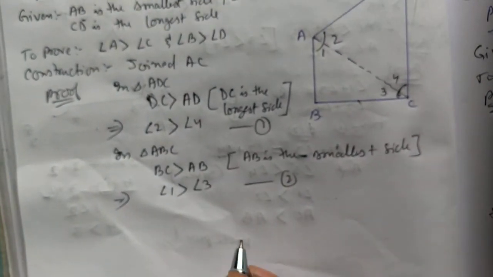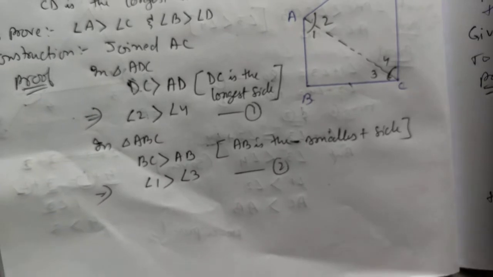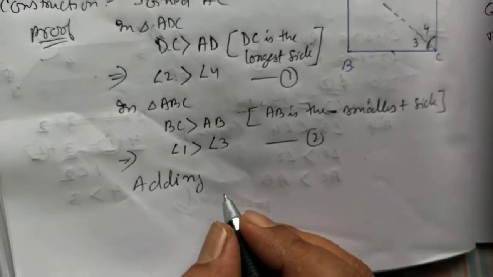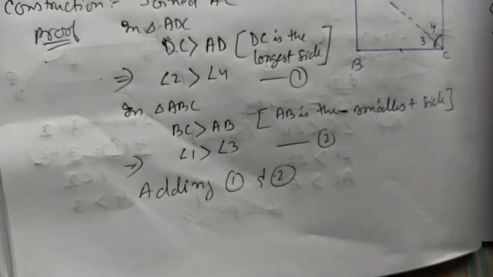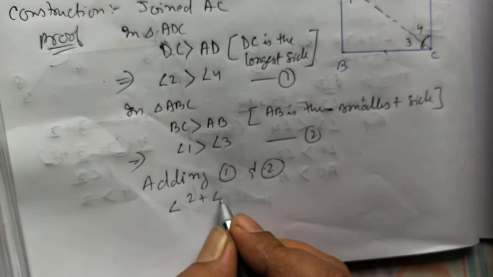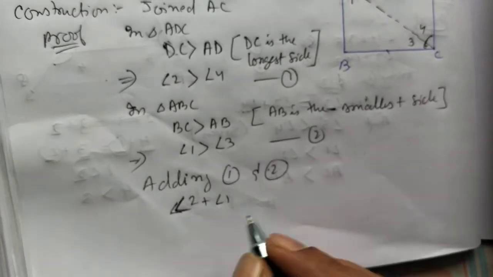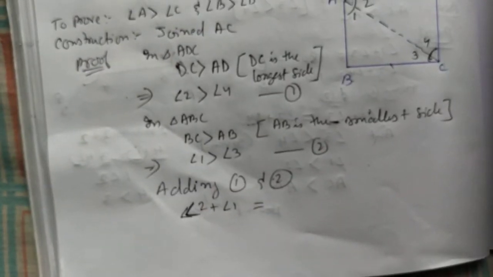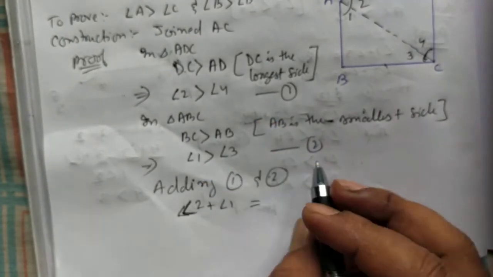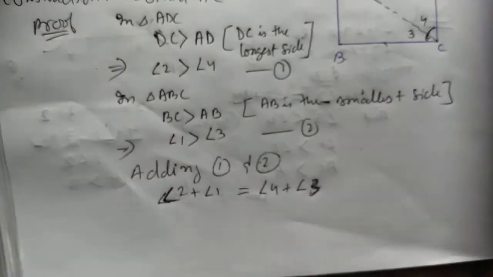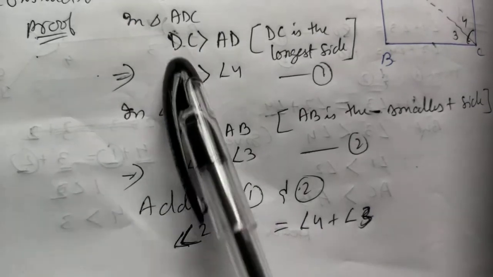Now add equation 1 and 2. Adding 1 and 2, what do we get? Left, we will add angle 2 plus angle 1, equal to right, we will add angle 4 plus angle 3. Left, left, we're adding, right, right, we're adding.